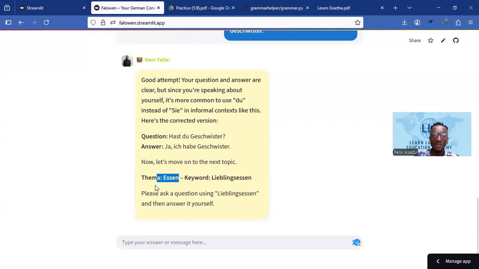You have Essen and Lieblingsessen. Which question can you ask? "Was ist dein Lieblingsessen?" Then you answer yourself. It's going to be what? So, my Lieblingsessen is Obst. Good. So you do it, right?